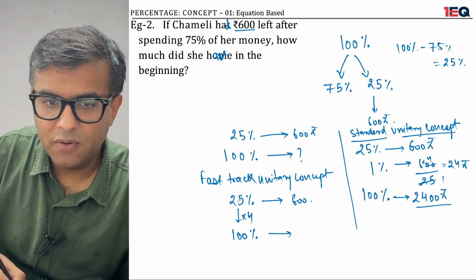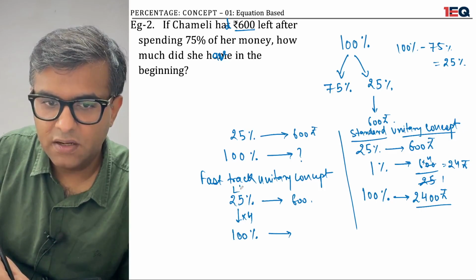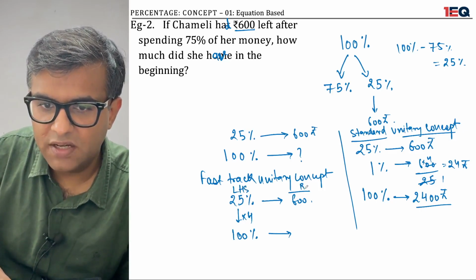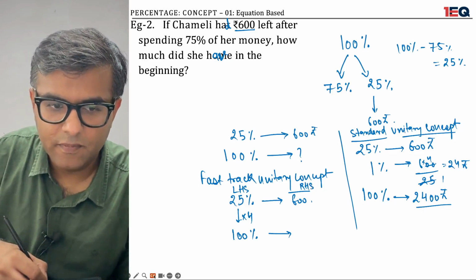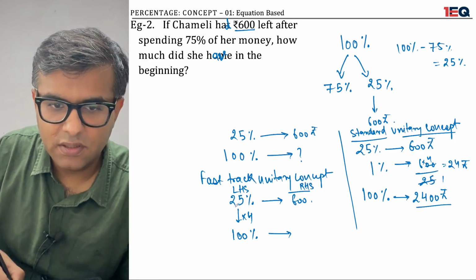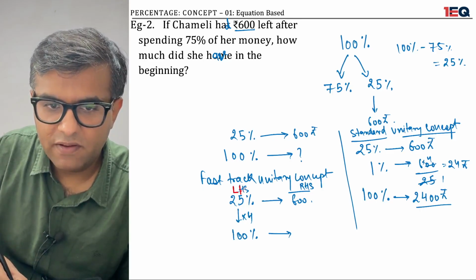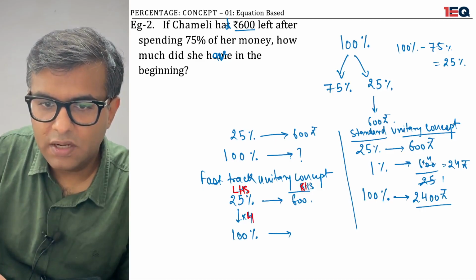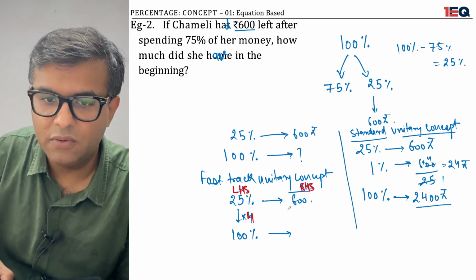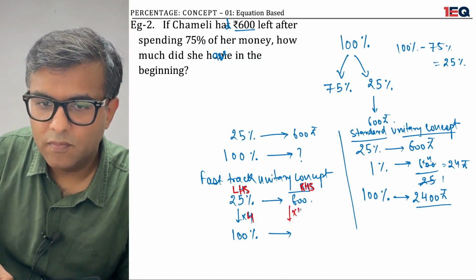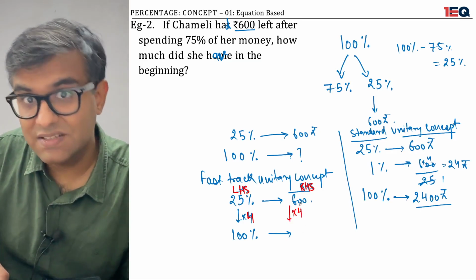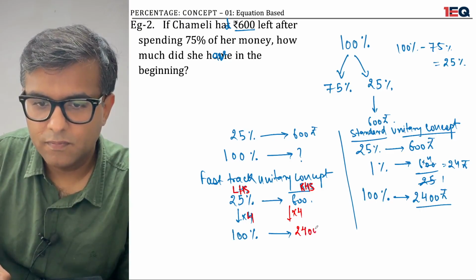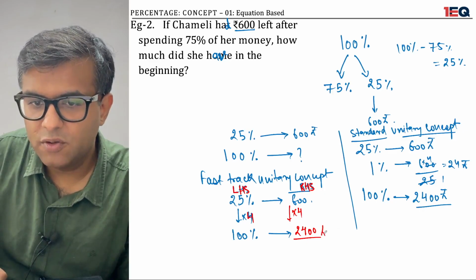If I've multiplied 4 on the left hand side, I will have to multiply 4 on the right hand side as well. Okay, I'll just change the color so that you can understand what I'm talking about. 4 6s are 24, 4 600s are 2400. So 2400 rupees is our answer.